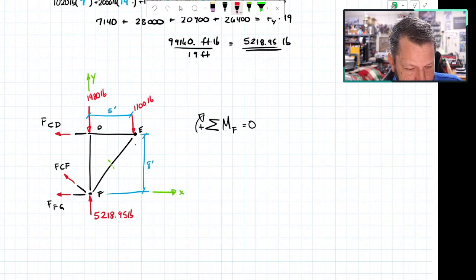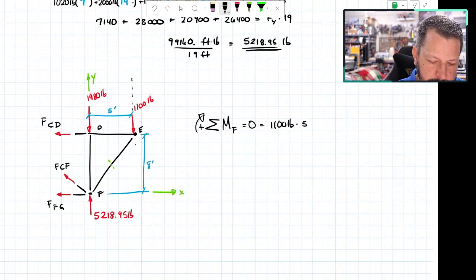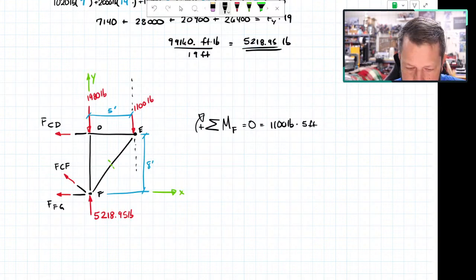So 1980, 5200, CF, and FG are all out of the equation. That leaves me with 1100 times 5 feet. It's a vertical force with a vertical line of action. The horizontal distance between that line of action and F is 5 feet. Going around clockwise, so I give it a plus sign.